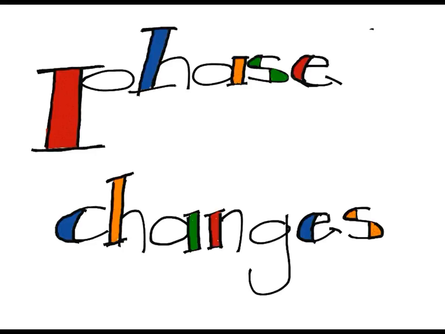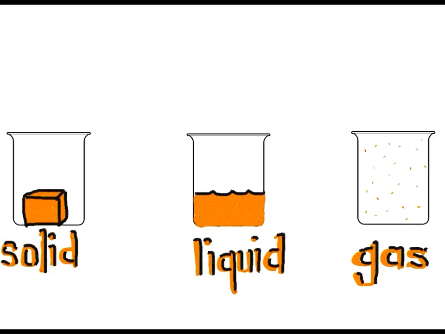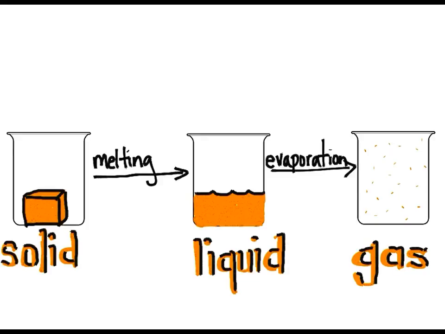Okay, a little bit more about phase changes. Here we have our three phases of matter, solid on the left, liquid in the middle, and gas on the right. First, we're going to convert the solid to the liquid. That's called melting or fusion. Converting the liquid to the gas is called evaporation or vaporization.